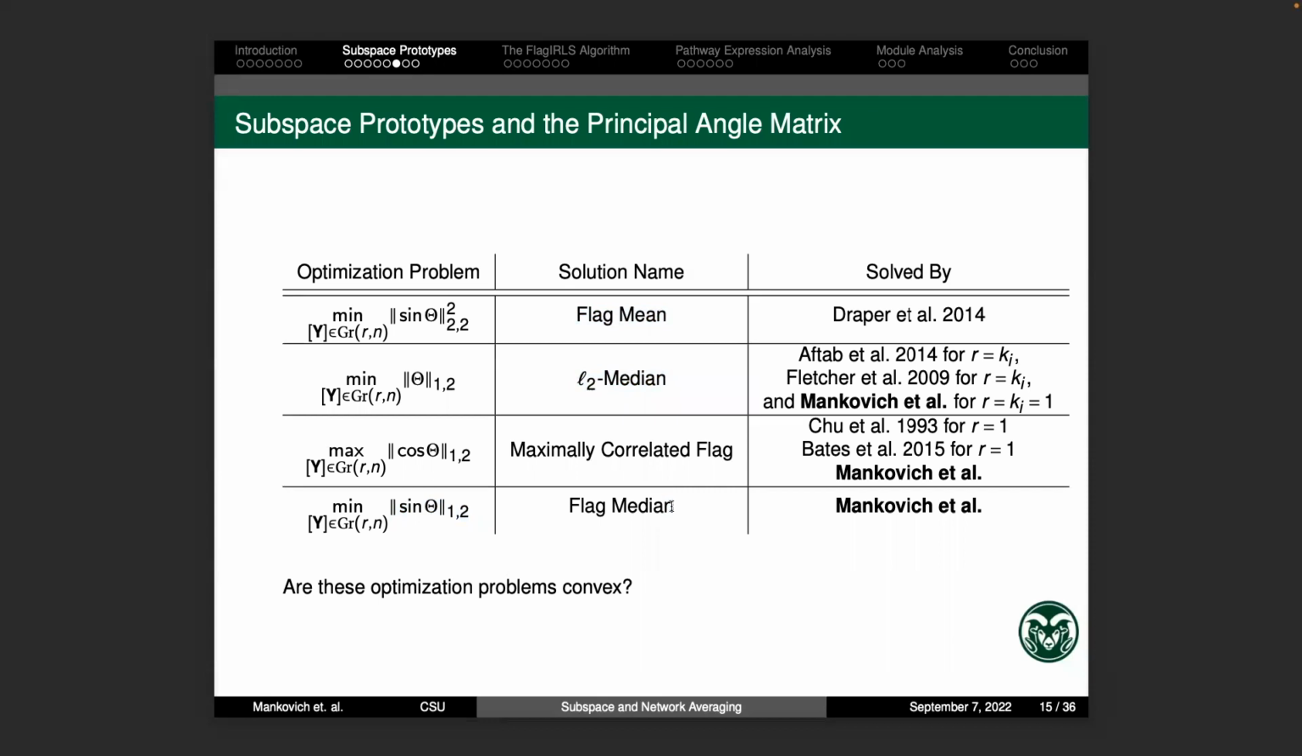So the algorithm does this least squares problem at every step. So yeah, if it takes k iterations to converge, then it's k times slower than the flag mean.